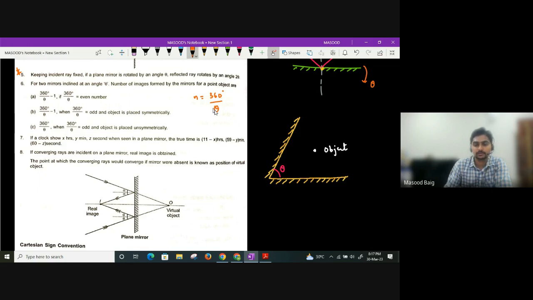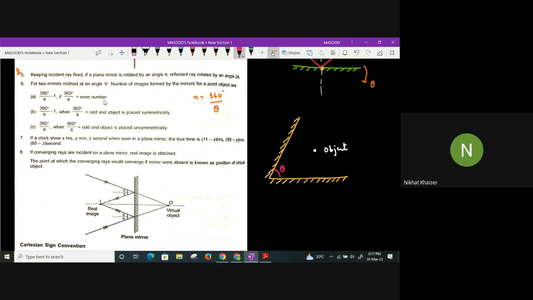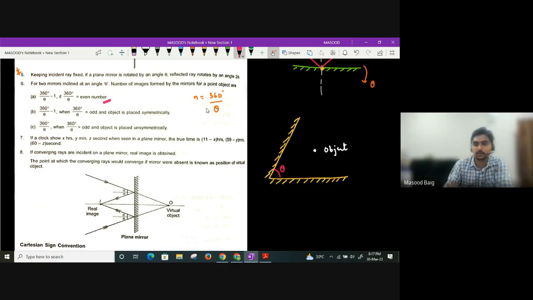What will n value be? 360 by 60. How much is it? 6, right? Now, please tell me, is it an even number or an odd number? Even. So you see, if n value is even, then how many images will be formed? N minus 1 images will be formed, right?